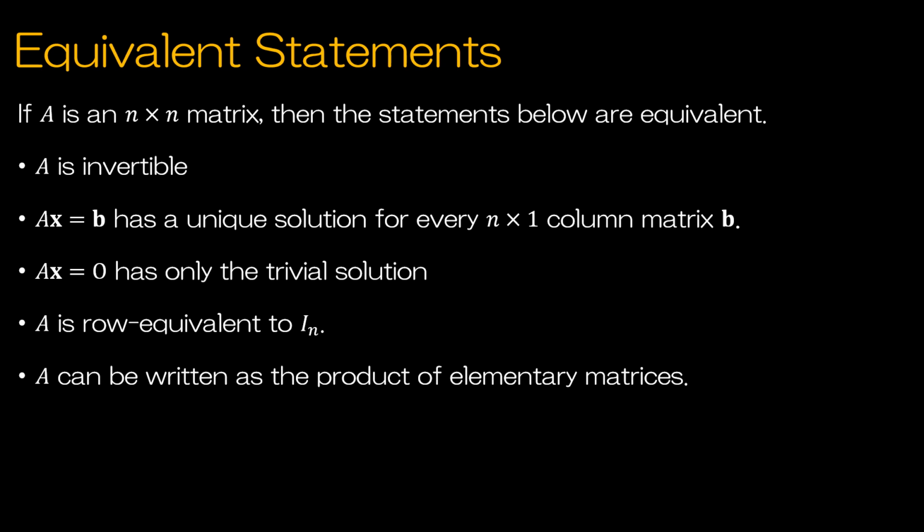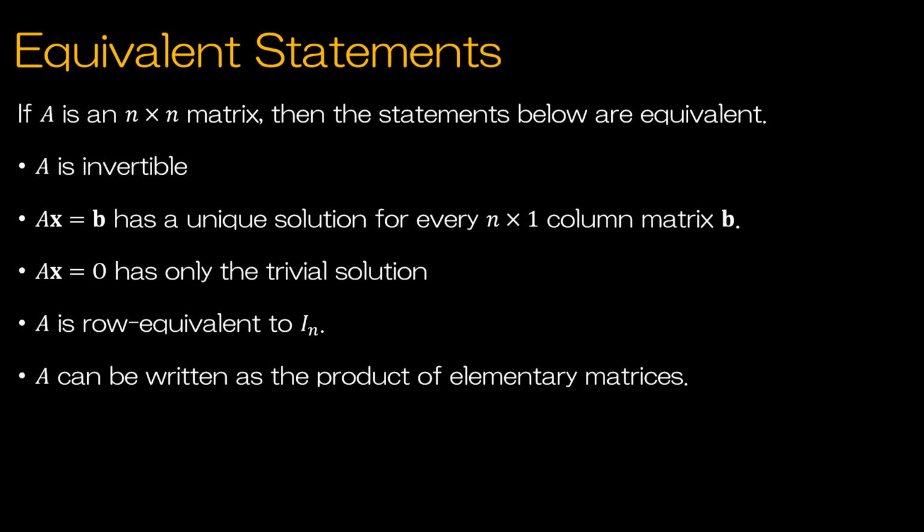I often get feedback from my students about how there are so many things in linear algebra that are the same. So this is exactly why we have slides like this in videos, because all of these 5 statements essentially mean the same thing. So if we have A that's an n by n matrix, which means it's a square matrix, then the statements below are equivalent. A is invertible.